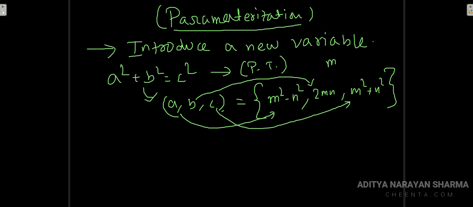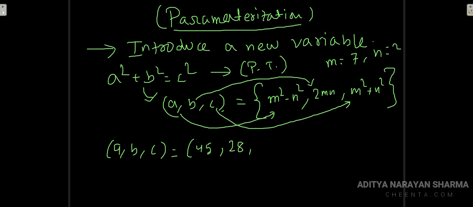So let's try m equals 7 and n equals 2. This gives us the triple a, b, c equals 49 minus 4, which gives you 45, 2 times 7 times 2, which is 28, and then 49 plus 4, which is 53.